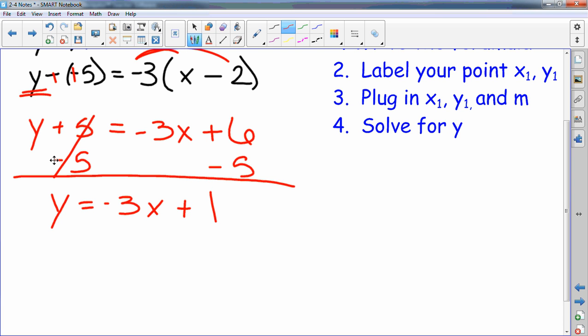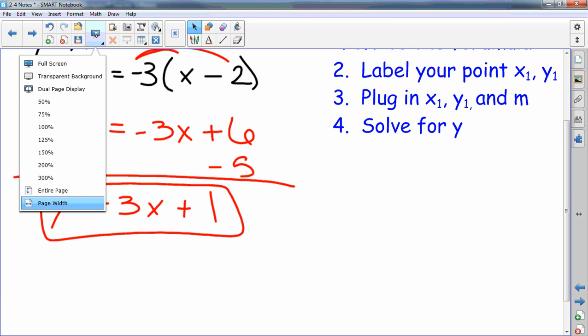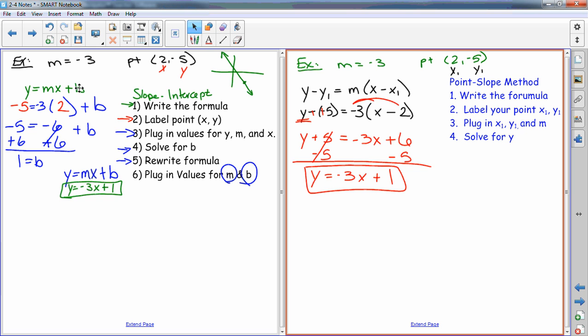Now, that's y equals mx plus b, but I used a different method. Do you see how it's the same slope and the same point, only we solved it in 2 different ways? You still get the same answer. Y equals negative 3x plus 1. Either way, you need to know both.